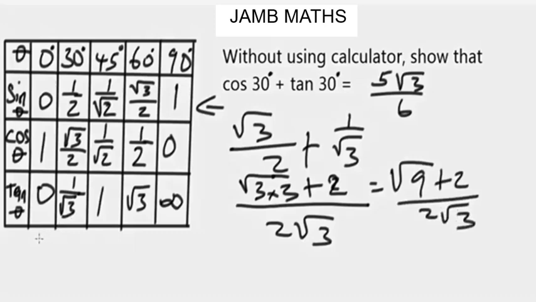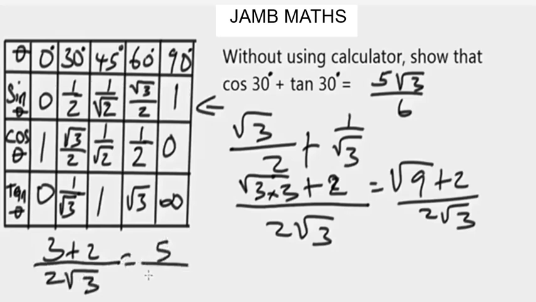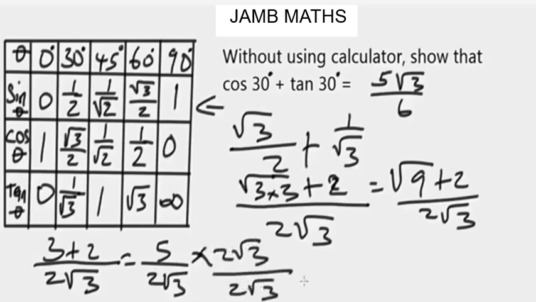And we all know that the square root of 9 is 3. So this gives us 3 plus 2 over 2 root 3, which gives us 5 over 2 root 3. Now at this juncture, we're going to rationalize. If we rationalize this, we multiply by 2 root 3 over 2 root 3. When I simplify this, we're going to have 5 times 2 root 3.